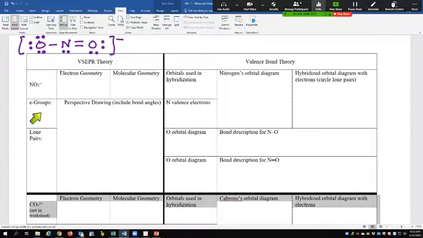We look at the number of electron groups in the central atom. There's a single bond, a double bond, and a lone pair, so that's a total of 3 electron groups. Number of lone pairs on the central atom is 1. And so from that, we can look at the electron geometry. So for 3 groups, it would be what?